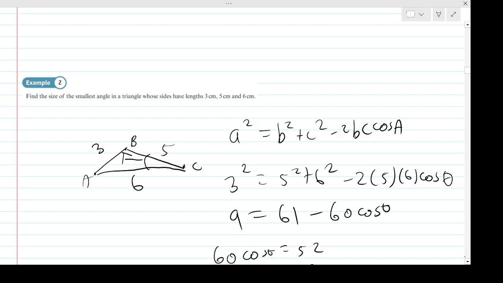Okay. So this cosine of A has to correspond to that A there. So the angle, the opposite side is the 3 in this case. But anyway, let's have a look at another example.